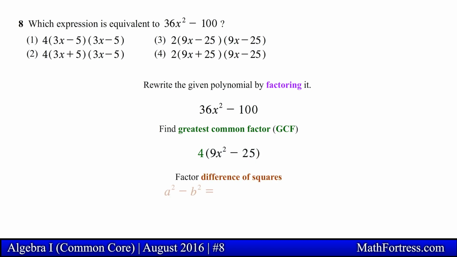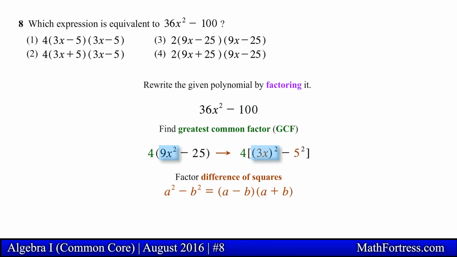Recall that a difference of squares, a squared minus b squared, factors into the quantity a minus b times the quantity a plus b. At first glance, the expression 9x squared minus 25 might not seem to match this special factoring formula, but by rewriting the first term as the quantity 3x squared and the second term as 5 squared, we can now clearly see that this expression is a difference of squares, with the value of a from the formula being equal to 3x, and the value of b in the formula being equal to 5.